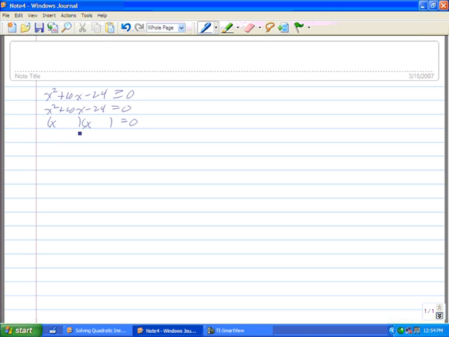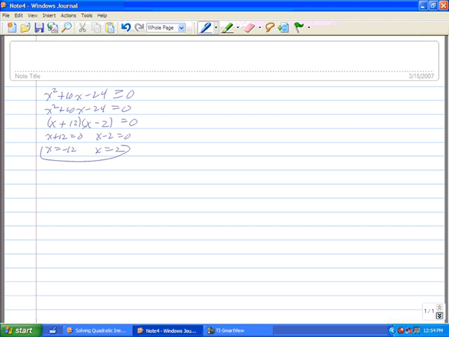X and x gives me the x squared. And I believe for the 24, we're going to go with a plus 12 and a minus 2. So let's see, multiplying, that gives me my negative 24. Adding, that does give me my 10. So there, that works. So I've got x plus 12 equaling 0, x minus 2 equaling 0, x equals negative 12, x equals positive 2.